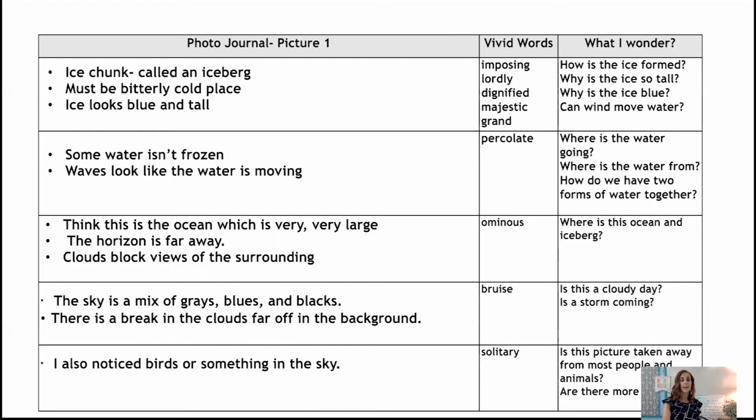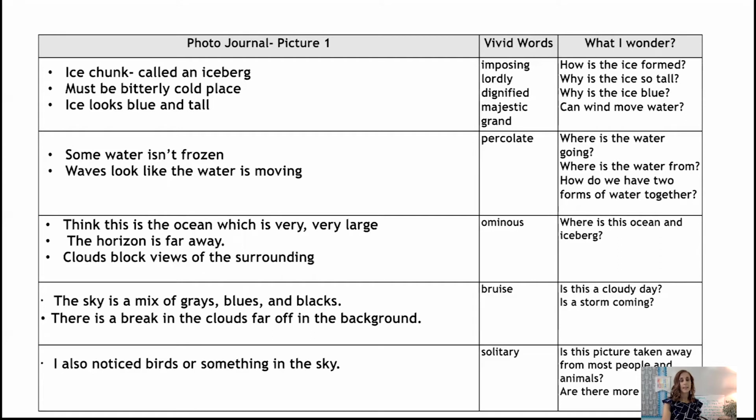Some other key details I wanted to jot down were that I think this is the ocean, which is very, very large. The horizon is very far away, and the clouds are blocking the views of the surroundings. A vivid word I had for this part of the picture was it looked ominous, kind of spooky or dangerous. A question I had was, where is the ocean and the iceberg?